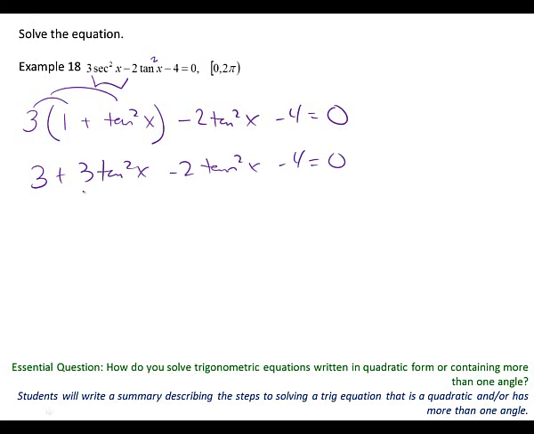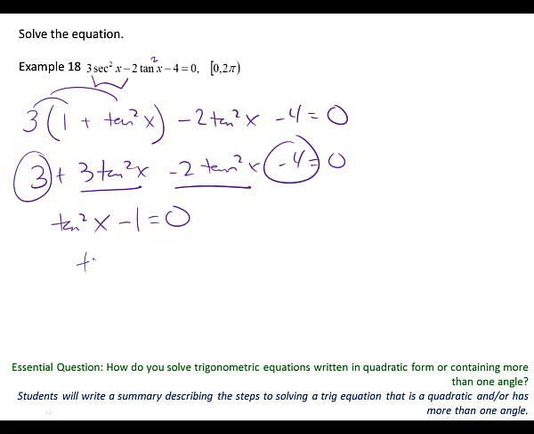We're going to combine like terms. Excellent. So 3 tangent squared and negative 2 tangent squared is what? 1 tangent squared, right? And then the 3 minus 4 is going to be what? Negative 1. How do I move this to the other side? Add it. So tangent squared x equals 1. Okay, how do I undo the squared? Square root, and technically it's a plus minus square root.